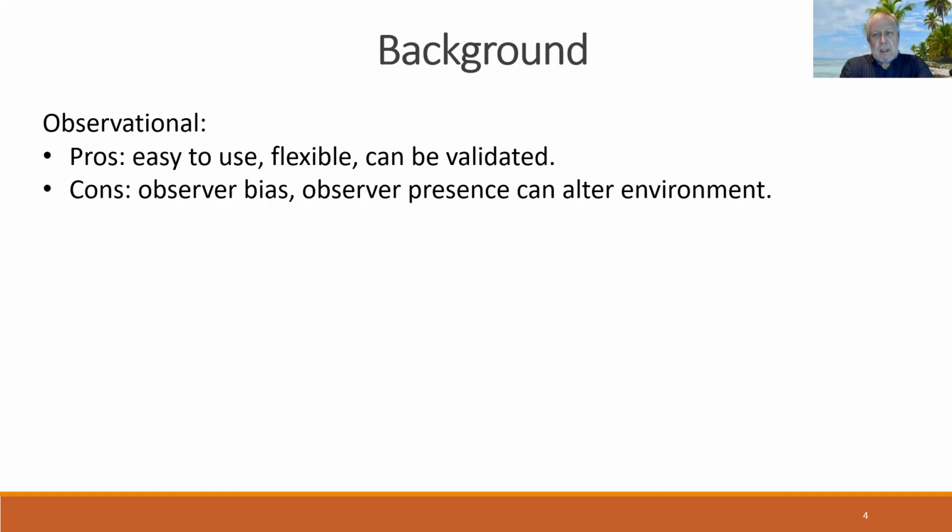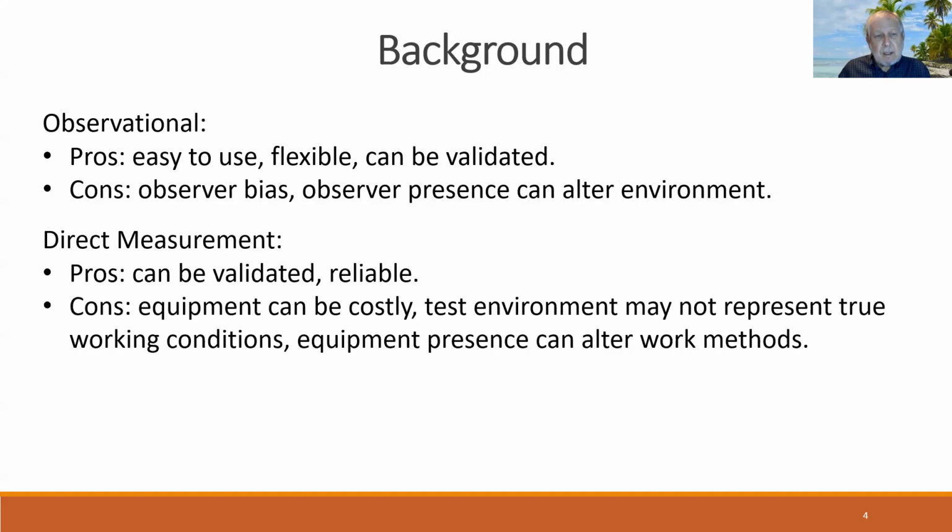Observational: pros are easy to use, flexible, and can be validated. Cons are observer bias, and observer presence can alter the environment. That happens sometimes. So let's face it, whenever they see the safety person coming, they try to act safe. Direct measurement: pros are it can be validated and reliable. Cons are equipment can be costly, the tested environment may not represent true working conditions, and equipment presence, again, can alter work methods.